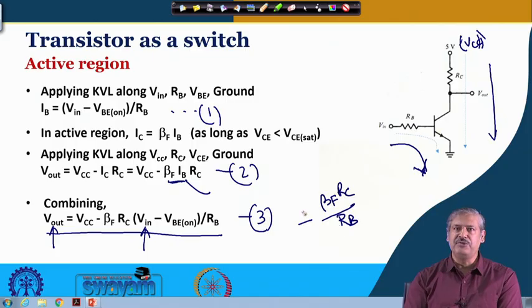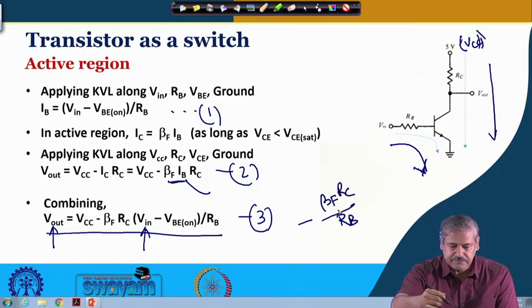So, when you talk about design, there is always a trade off. But what we take from this particular discussion is that there is a linear relationship and the slope is negative for the circuit in the active region.